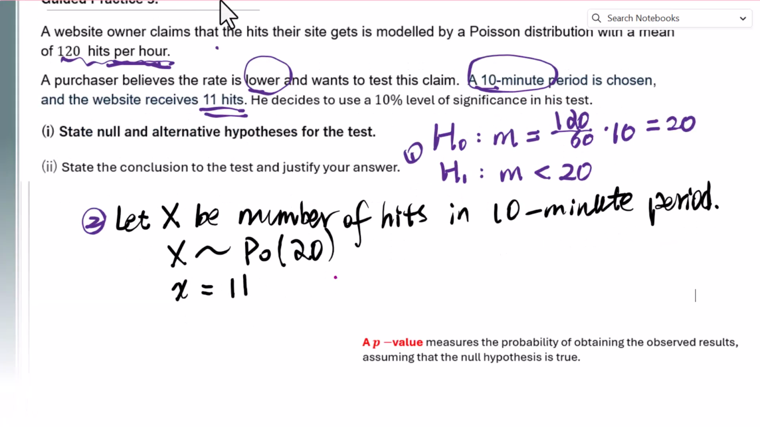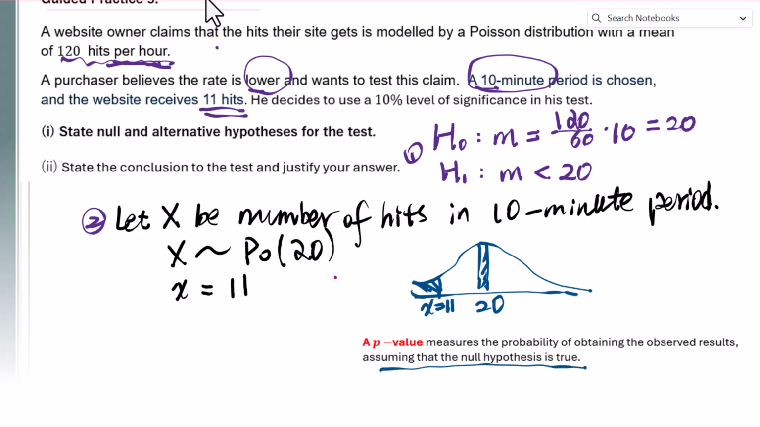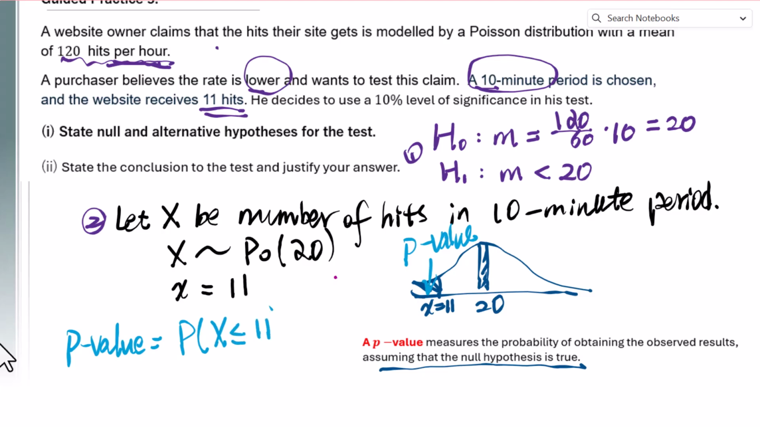Let's sketch the diagram. Mean here is 20. The observed result is 11. Based on the definition, p-value measures the probability of obtaining the observed results, assuming that the null hypothesis is true. So this is the p-value. P-value equals the probability of X less than or equal to 11.